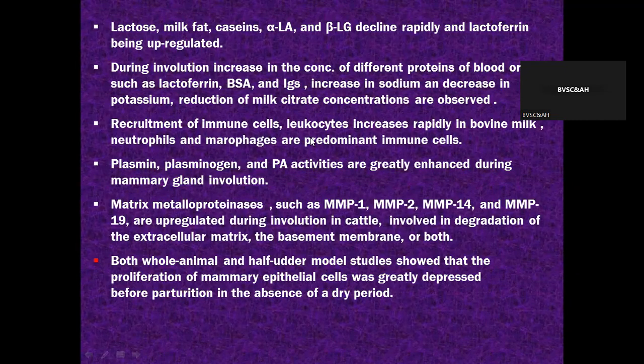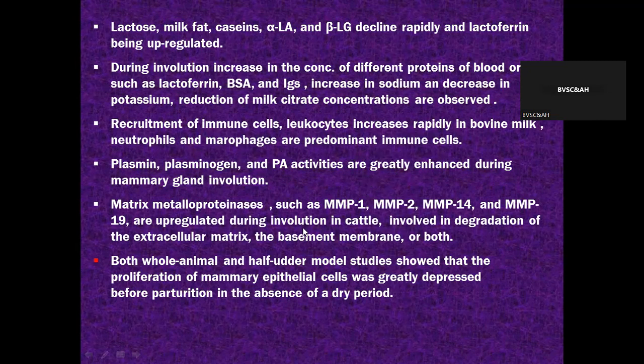Recruitment of immune cells, leukocytes, increases rapidly in the bovine. The neutrophils and macrophages are the predominant immune cells. Plasminogen activator activities are greatly enhanced during this mammary gland involution.